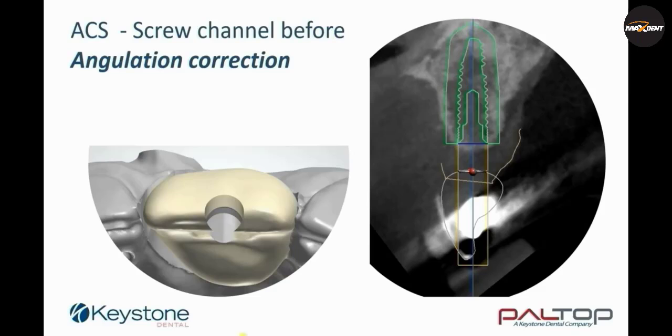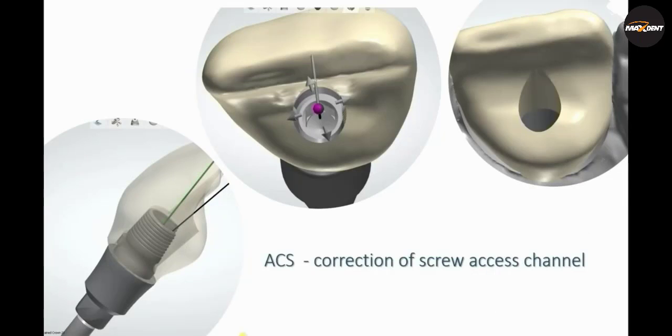This case was originally planned in 3Shape Implant Studio, and you can see on the right in the image the long axis of the implant exiting at the incisal edge of the crown. Following the angulation of the screw access channel to approximately 17 degrees, we can see that the axis of the channel is in the cingulum area of the crown.